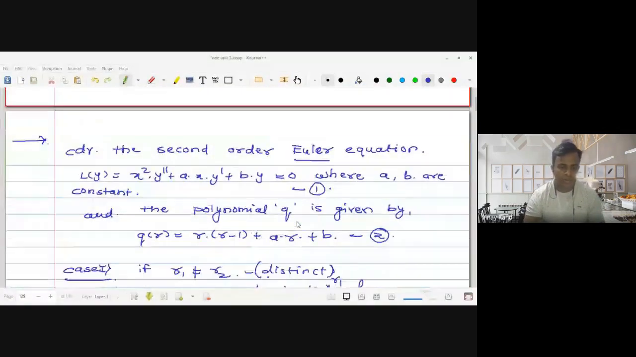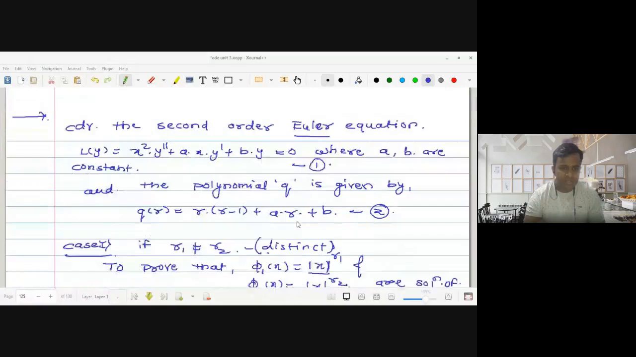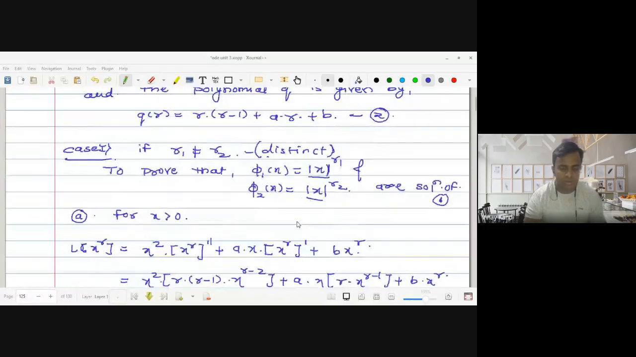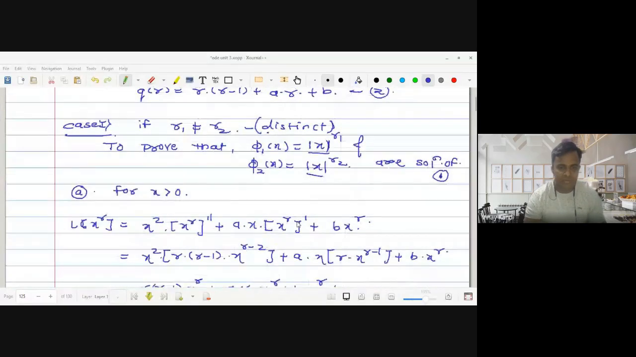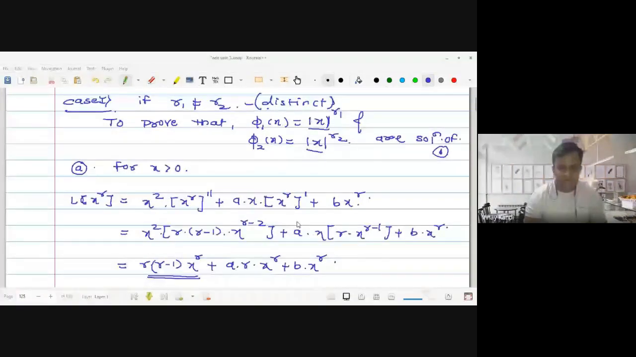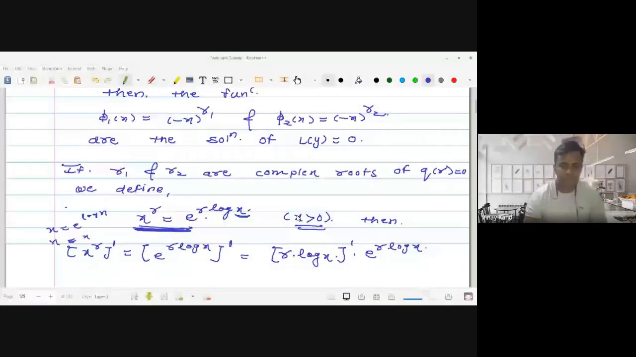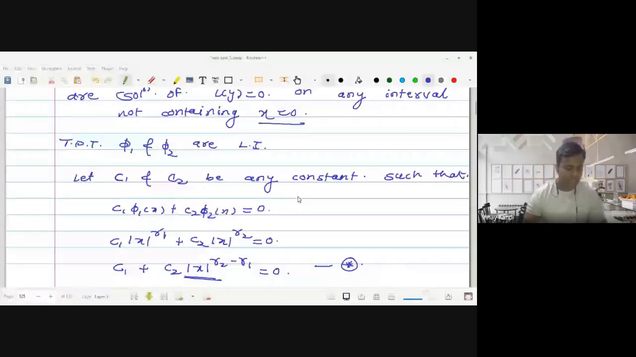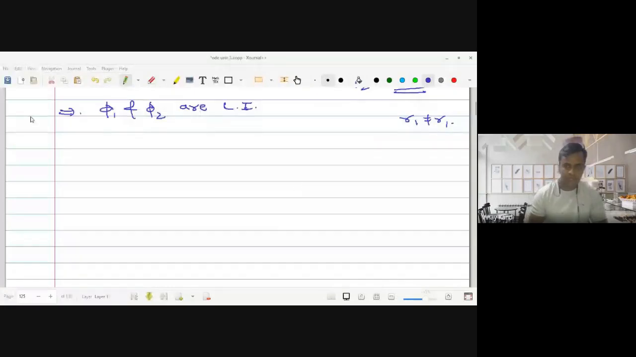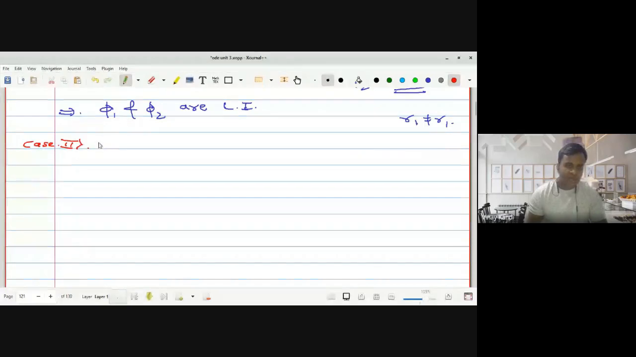Okay, in the previous lecture, we saw case number 1, if the two roots are distinct, and we proved this theorem. Now in this lecture, we prove the second case, if r1 is equal to r2. Case number 2: if r1 is equal to r2, that is, the two roots of the characteristic equation are repeated two times.